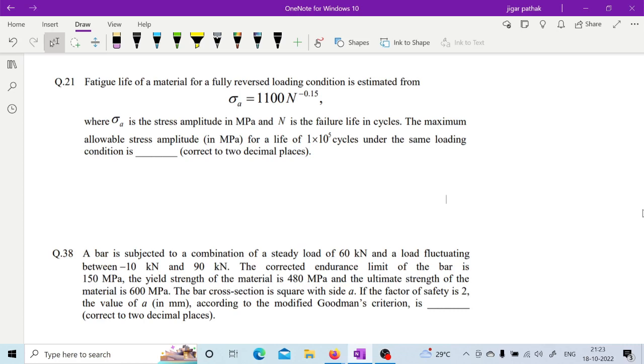Fully reversed load means again it will be same, right? So sigma mean will be 0, then sigma a will be sigma max, and that sigma max will be equal to 1100 n raised to minus 0.15, and you are asked for 10 raised to 5 cycles. So if you put n is equal to 10 raised to 5, then you will get that sigma max. Are you getting? It is simple, I guess.